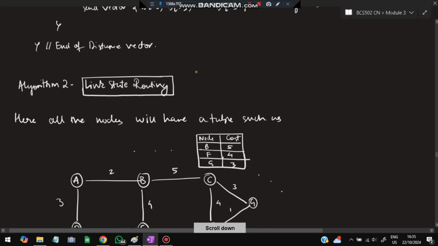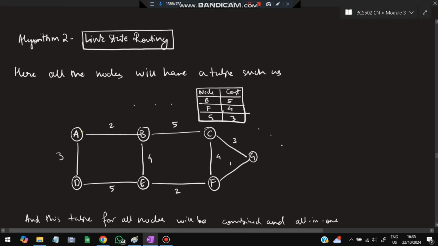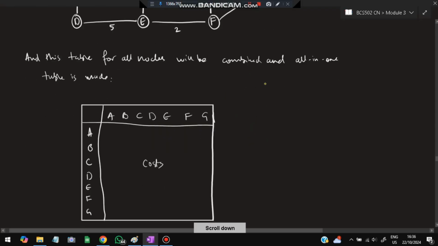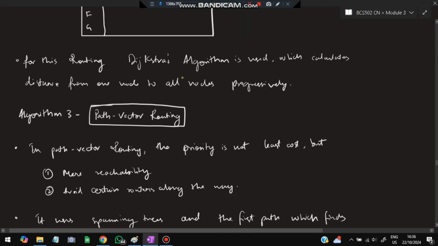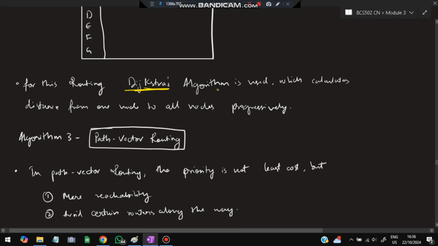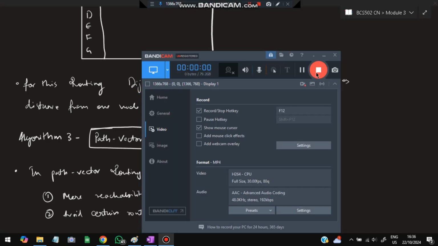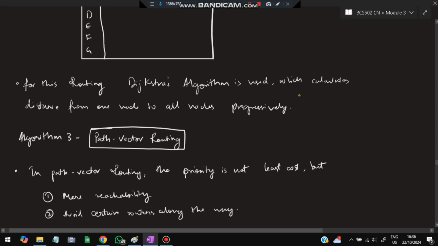Second is the link state routing. Here also we do the same thing, just that in all the nodes we have a separate table with the node and, suppose from C, how many connections I have: B, F, and G. So I write the cost here. Like that we do it for all the nodes and all the costs from all the nodes, and then we put it in a table form like this. And then we use the link state algorithm, which utilizes Dijkstra's algorithm. Dijkstra's algorithm can be used for calculating the shortest path from the source to the destination. This is the link state routing.